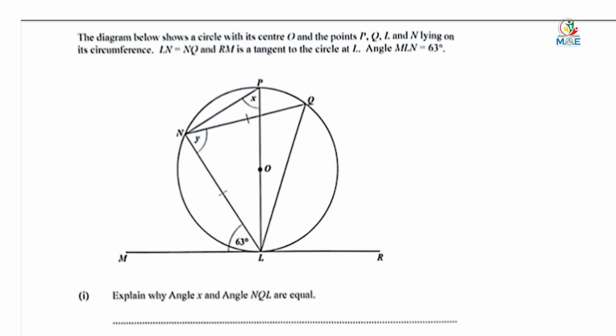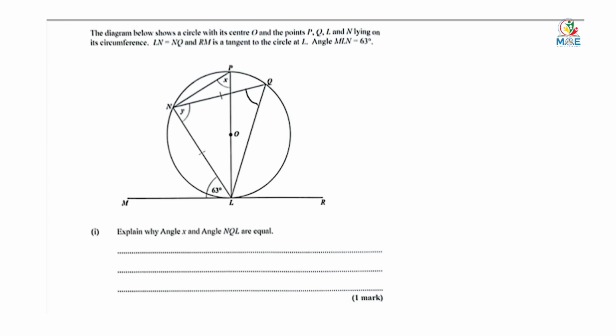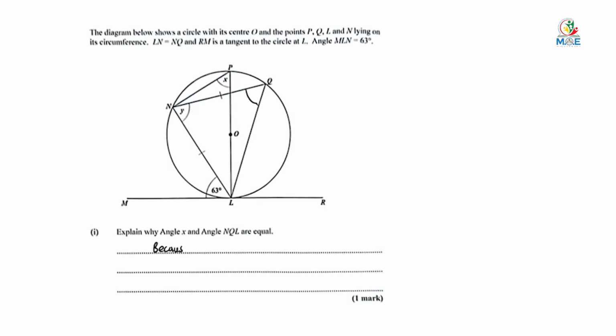So let's look at angle X, which would be this angle here, of course, and angle NQL would be right at this piece. So they want us to explain why those two are equal. So the reason why those two are equal, we can say, is because angles in the same segment subtended by the same arc are equal.